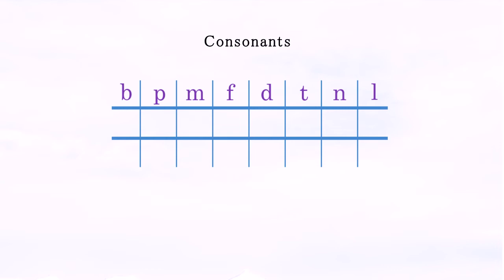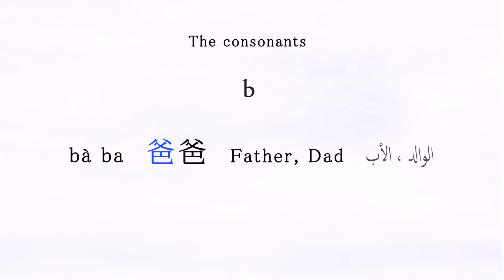Today, we will take a closer look at the first 8 consonants with examples. Let's start with the letter B. Baba, father or dad. Bao, which means bag.